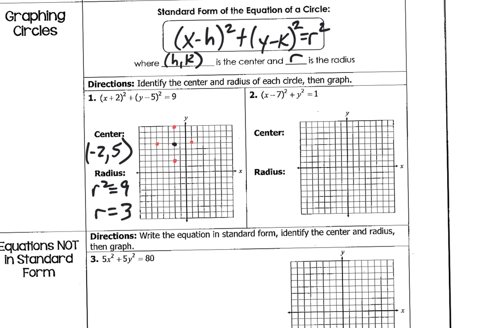And we're going to connect those 4 points to make the best circle that we can. It may not look perfect, but you get the idea. The center should be equidistant on all sides of that circle.